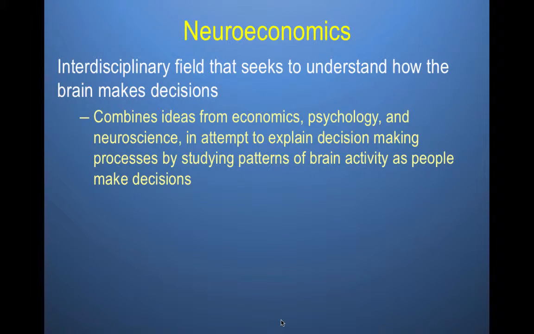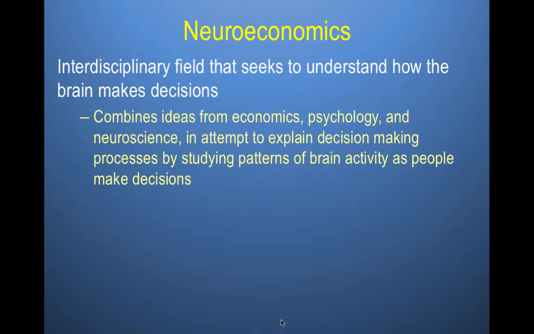Another field that's really hot right now is neuroeconomics. This is an interdisciplinary field that seeks to understand how the brain makes decisions. Neuroeconomics combines ideas from economics, psychology, and neuroscience in an attempt to explain decision-making processes by studying patterns of brain activity as people make decisions.